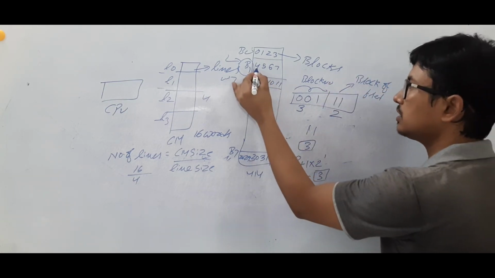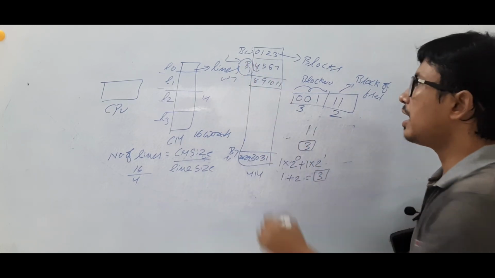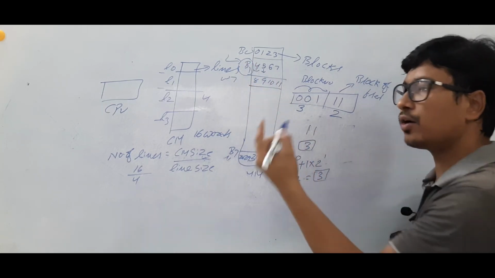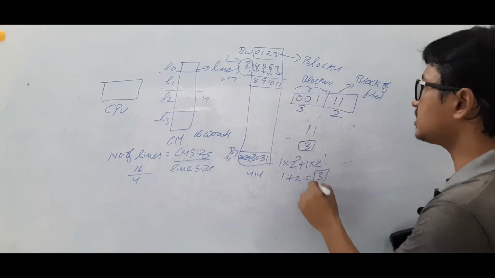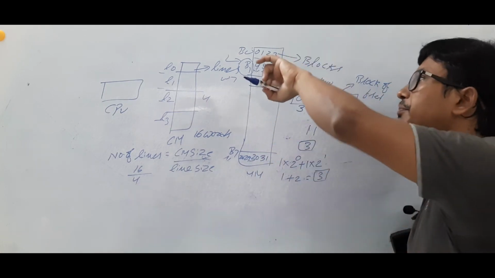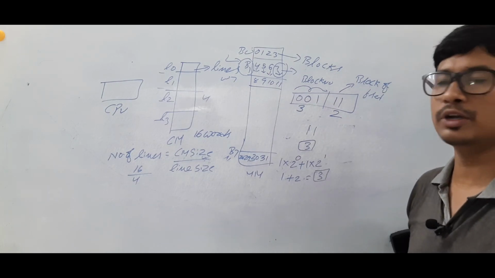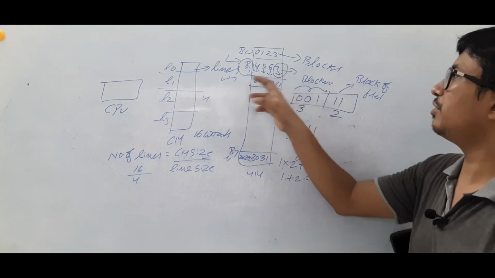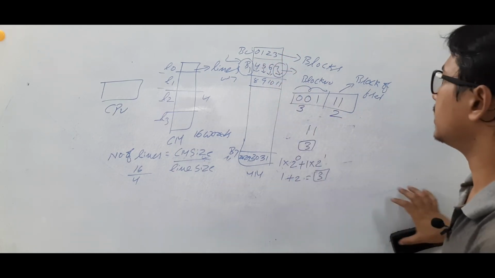So if you see, this is word number 0 according to this block, this is word number 1, word number 2, word number 3. So the offset is saying 3. So you are searching for word number 3 in a particular block, and that is nothing but word number 7. Are you able to understand? This is the way you will identify a particular word from the main memory.